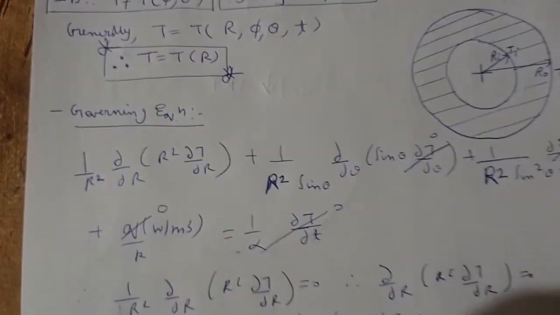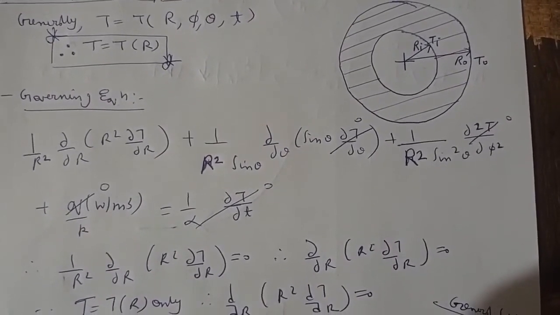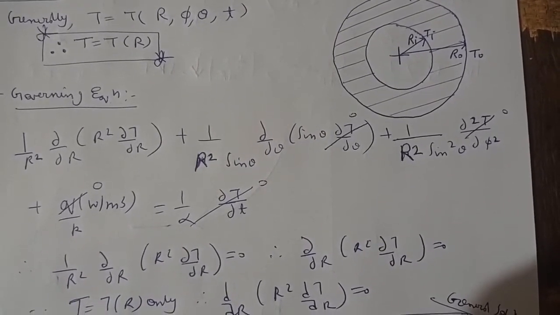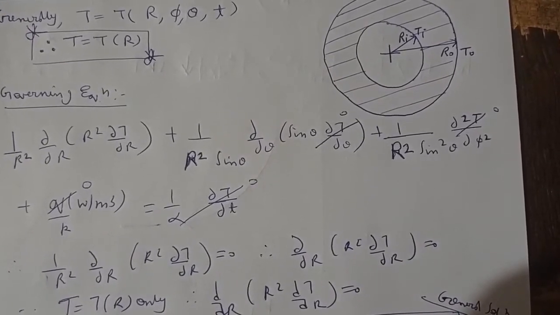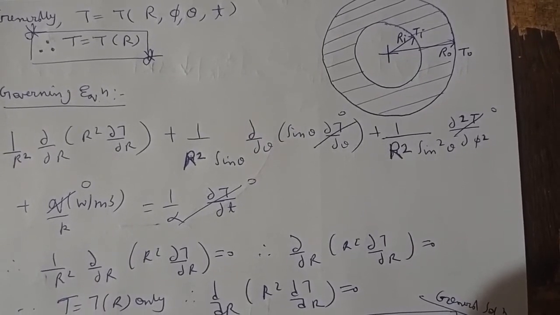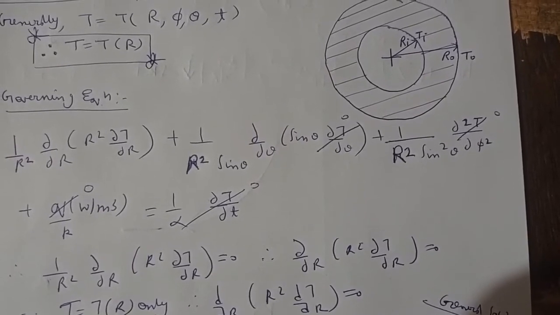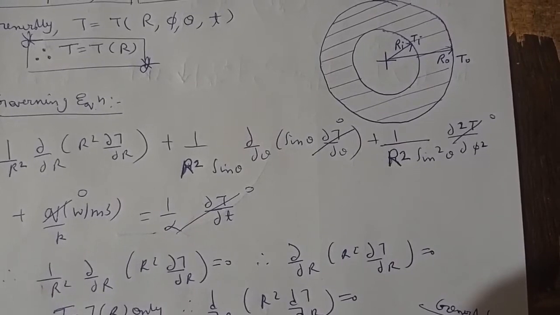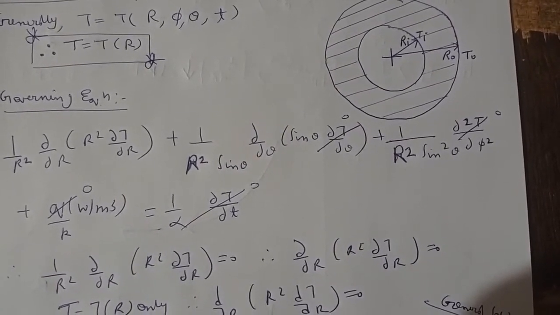Now we'll go towards the governing equation. We have the governing equation: 1 by r square, dou by dou r of r square dou T by dou r, plus 1 by r square sine theta, dou by dou theta of sine theta dou T by dou theta, plus 1 by r square sine square theta, dou 2 T by dou phi square, plus q by k equals 1 by alpha dou T by dou t. R is the radial direction, theta is the zenith angle, and phi is the azimuthal angle. Then q is the heat generation rate.